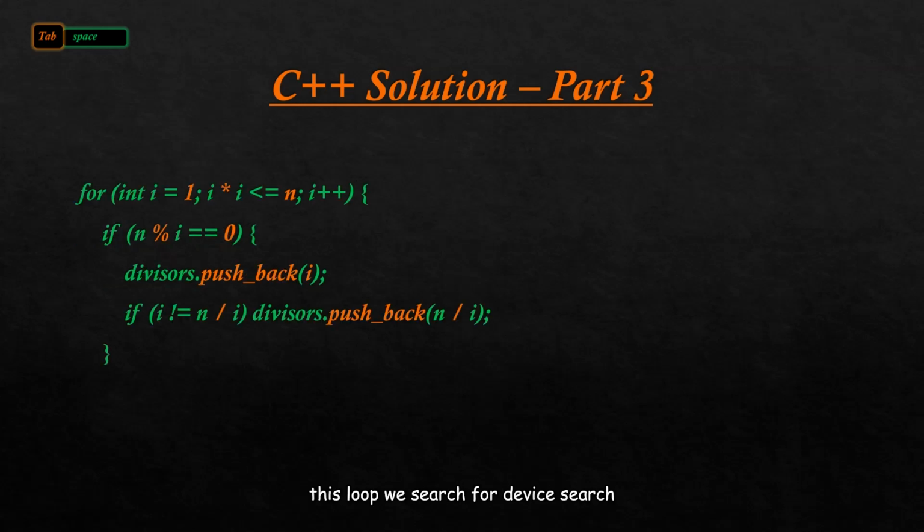Inside this loop, we search for divisors efficiently. We iterate from 1 to the square root of the number. If i divides the number evenly, we add i as a divisor. If i is not equal to n divided by i, we also add the paired divisor. This ensures that all divisors are captured correctly.